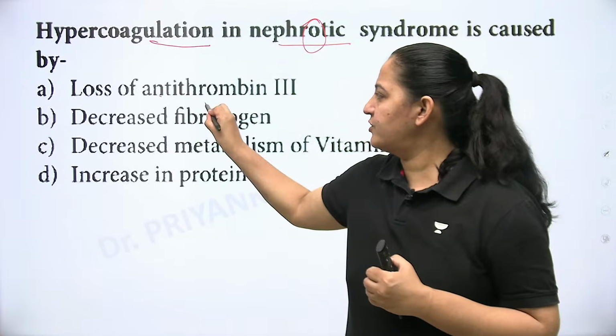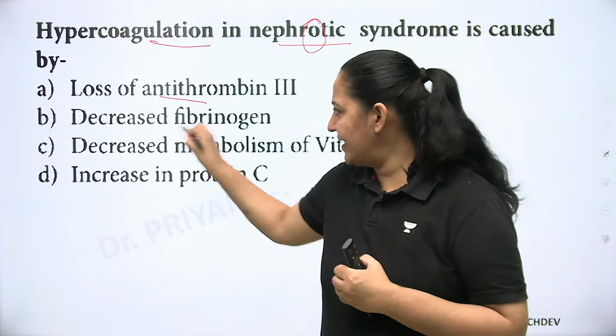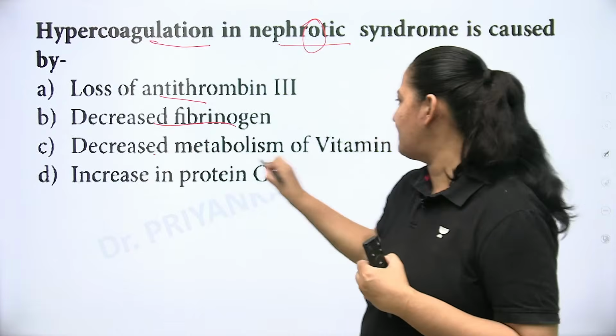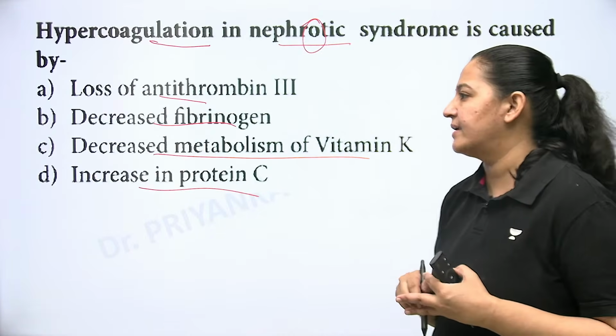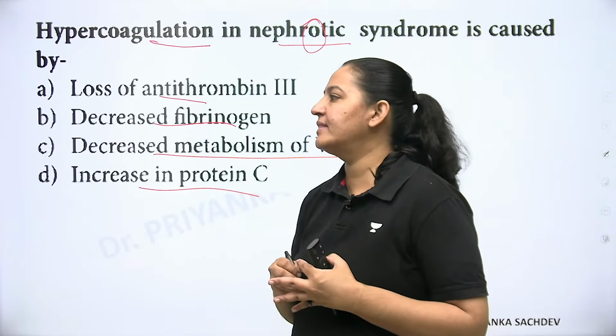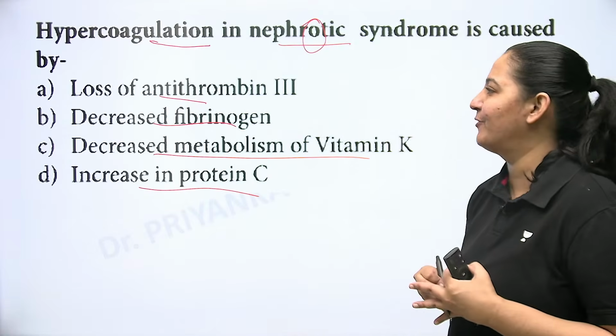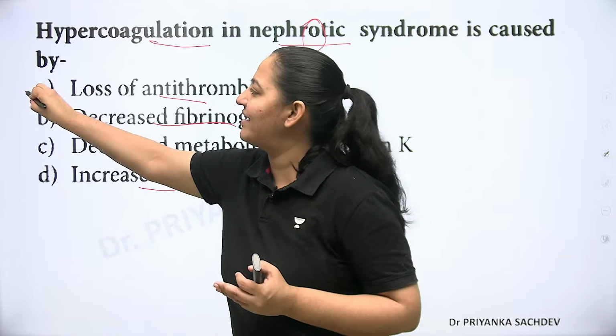So is it loss of antithrombin? Is it decreased fibrinogen? Is it decreased metabolism of vitamin K? Or is it increased protein C? What is the reason? So yes, Yadagiri, Vandana, absolutely right. The correct answer is loss of antithrombin.